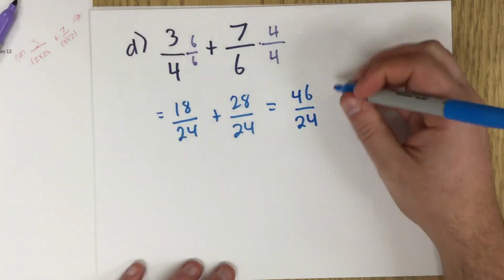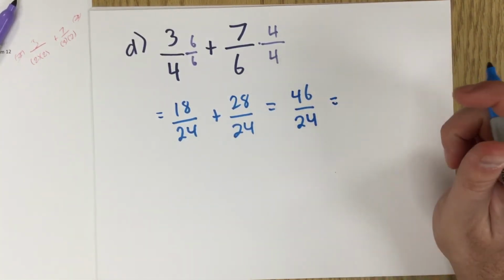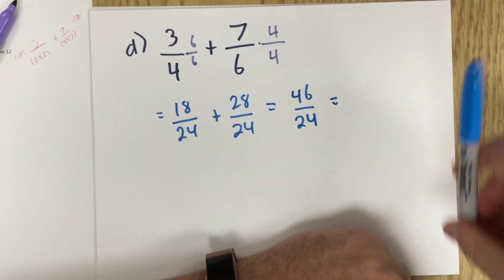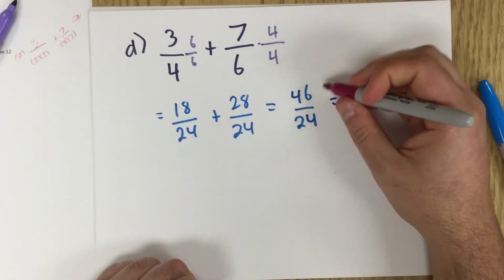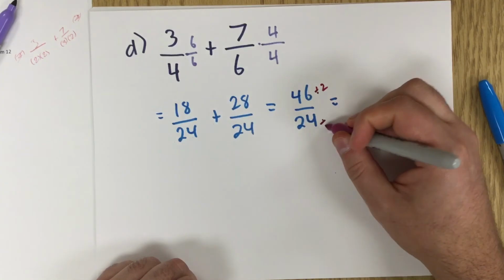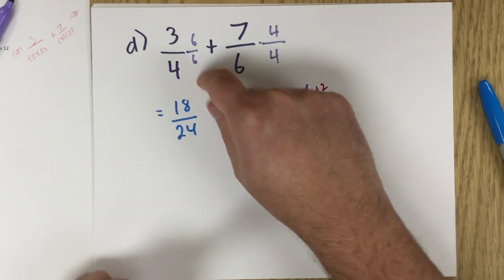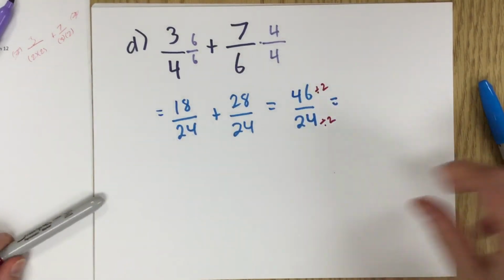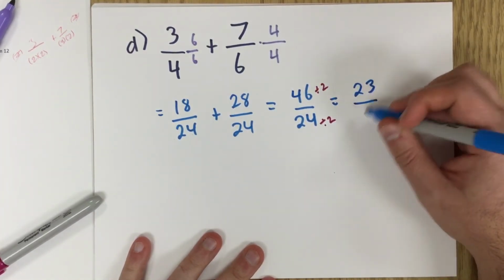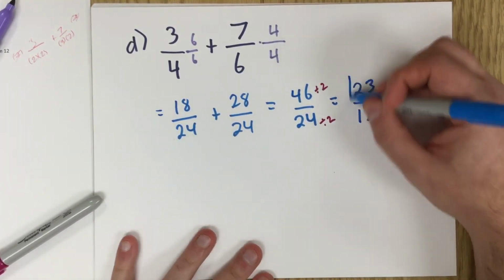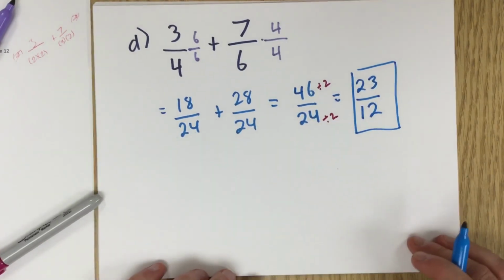But we're not quite done because we could actually reduce this. We divide the top and the bottom by 2. When you reduce it, it's kind of the opposite of this thing. This is kind of unreducing, and now we are reducing. That's going to give us 23 over 12, and that would be the answer.